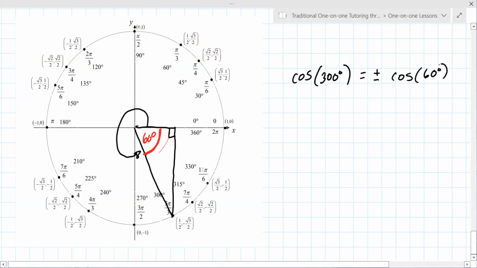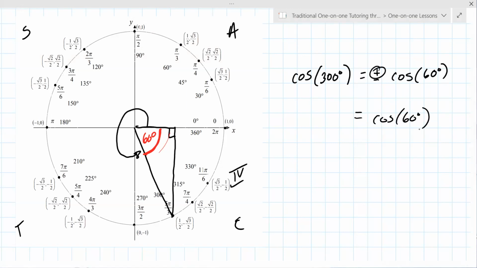60 degrees. So we have to figure out the sign, so ASTC. In the fourth quadrant, which is where we are, cosine is positive. So we choose the positive. This is just cosine of 60. There is a way to do this without learning the entire unit circle, which is what we want here.